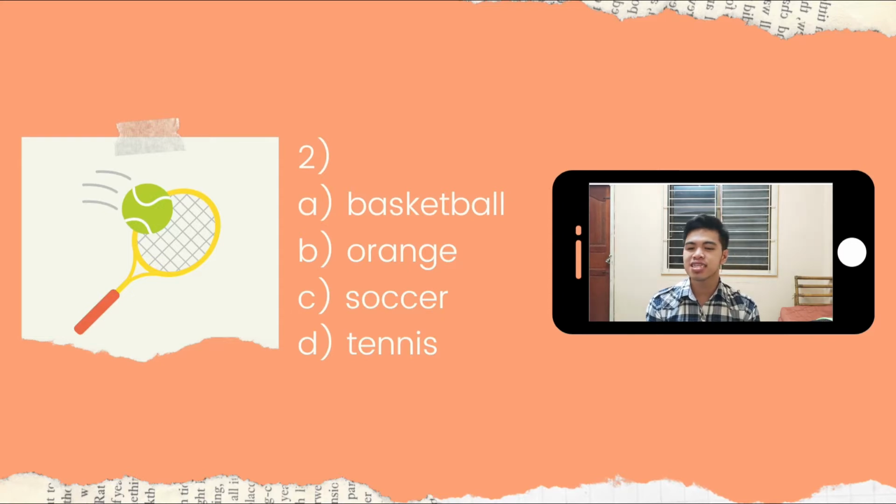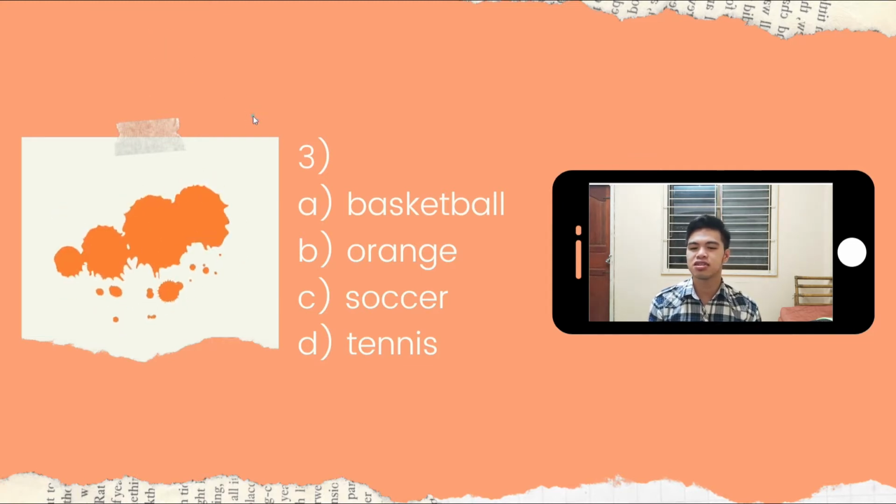Okay, what does this picture show? Is it A, basketball, B, orange, C, soccer, or D, tennis? What is this? Very good! The correct answer is letter D, tennis. These are the things that we use when we want to play tennis. So let's go to number 3.